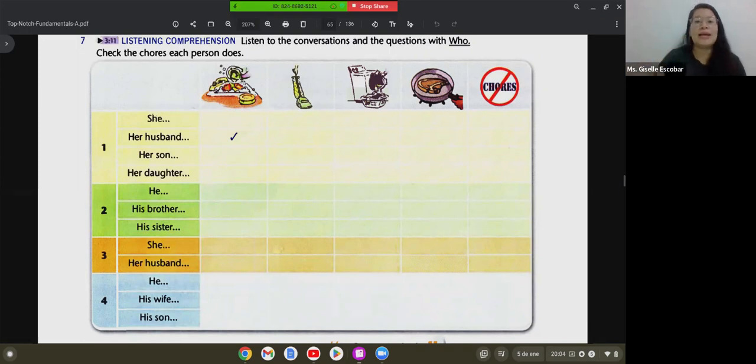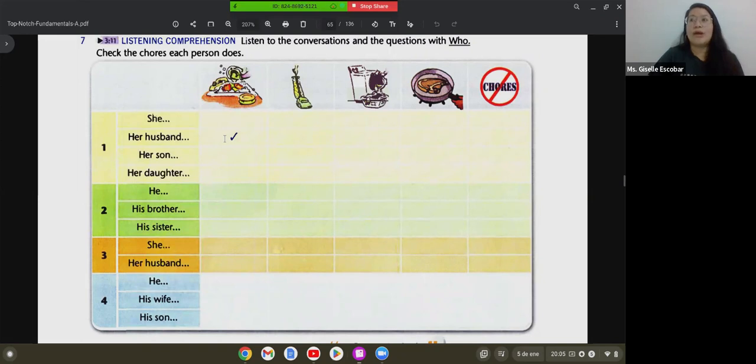Por ejemplo, en la primera conversación, porque son 4, en la primera conversación ustedes van a escuchar, esta de acá ya tiene el cheque. Entonces sabemos que los platos, porque la primera imagen es de platos, luego puede ser clean the house, do the laundry, cook o no chores. Entonces sabemos que en la primera conversación, el esposo de la persona, la que está hablando, es quien lava los platos. So what we are going to do es que cuando escuchemos una oración, vamos a tratar de escribirla.